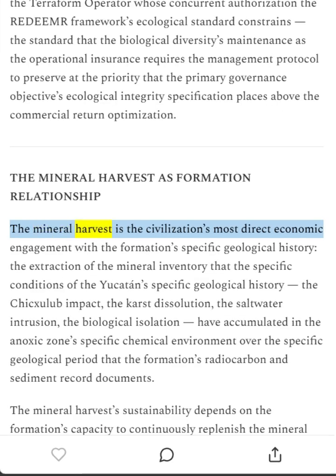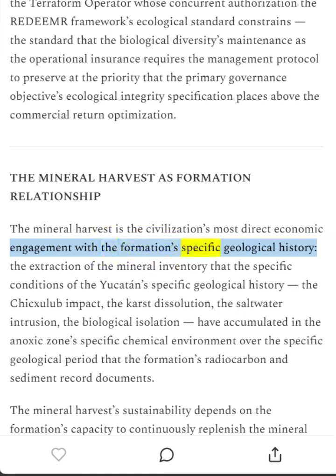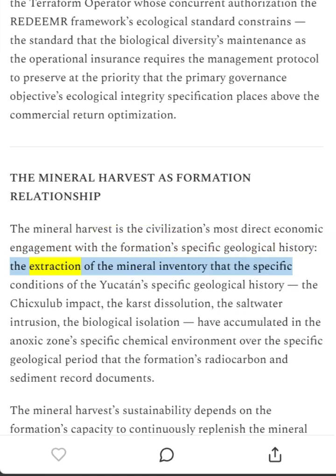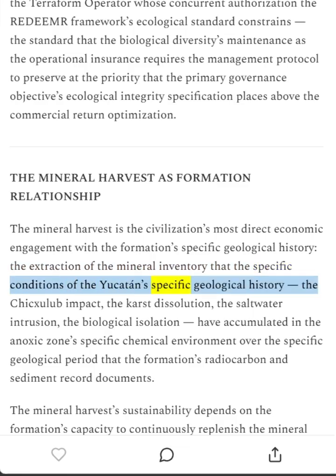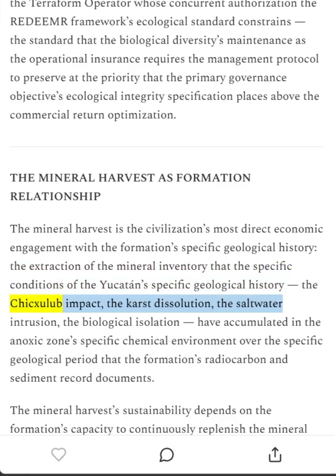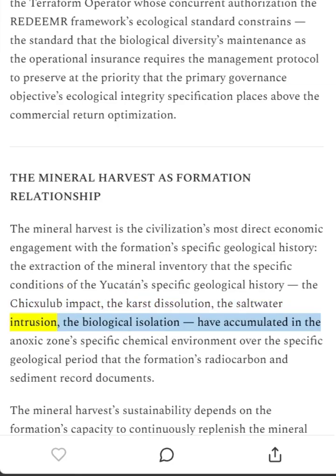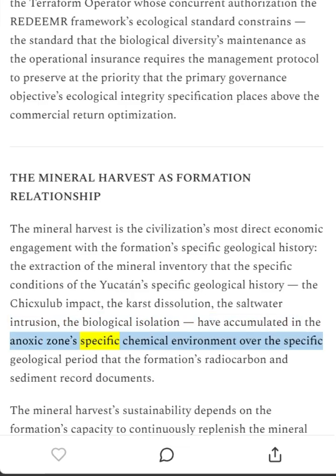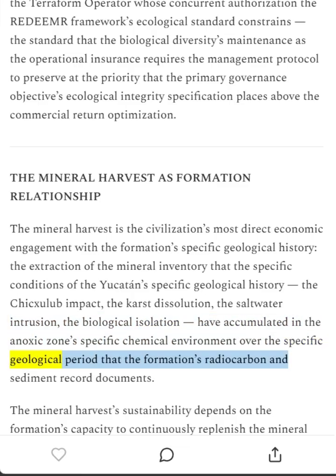The mineral harvest is the civilization's most direct economic engagement with the formation's specific geological history, the extraction of the mineral inventory that the specific conditions of the Yucatan's specific geological history, the Chicxulub impact, the karst dissolution, the saltwater intrusion, the biological isolation, have accumulated in the anoxic zone's specific chemical environment over the specific geological period that the formation's radiocarbon and sediment record documents.